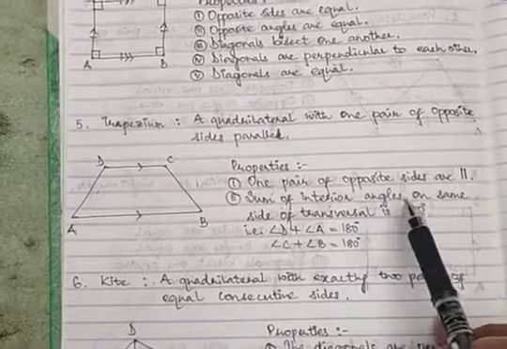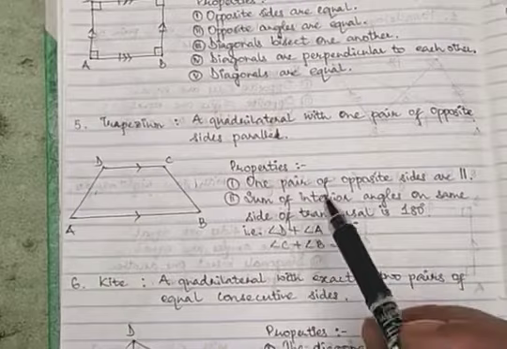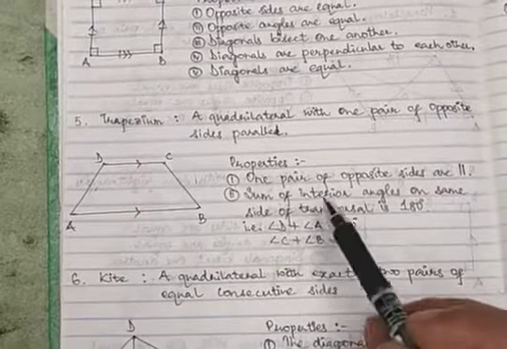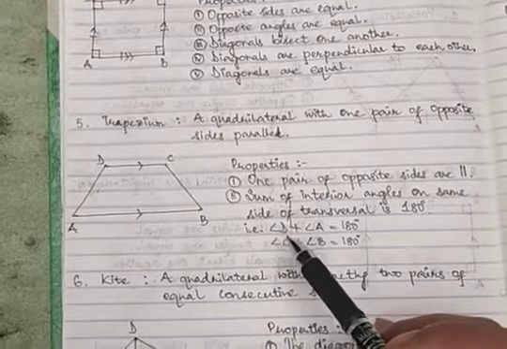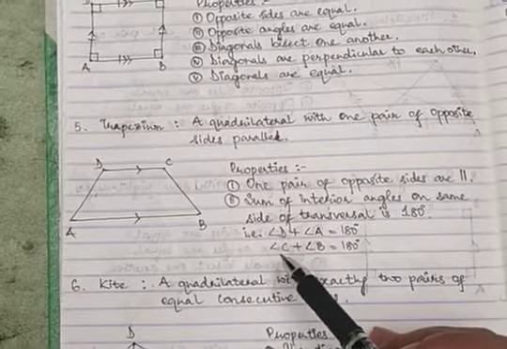Now in a trapezium, a property is that one pair of opposite sides is parallel. Now, the sum of interior angles on the same side of a transversal. I guess you might have recalled the parallel lines and transversal concept from your class 7.